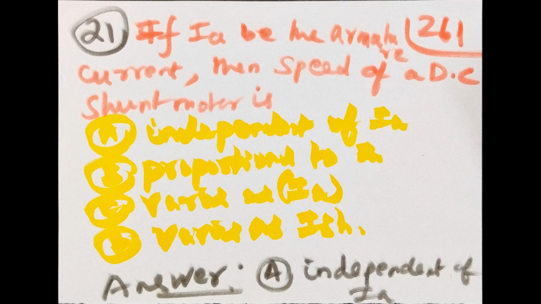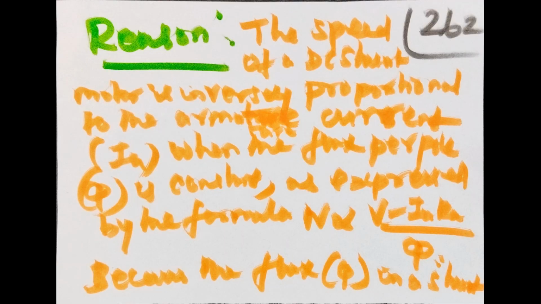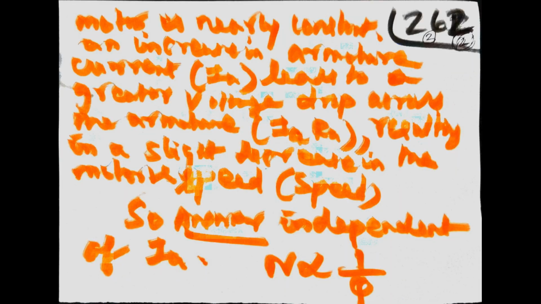21st question. If Ia is the armature current, then the speed of a DC shunt motor is: answer A, independent of Ia. Four choices are given. Armature current increases, leading to a slight decrease in speed. The speed of a DC shunt motor is inversely related to the armature current Ia when the flux per pole phi is constant, as expressed by the formula N proportional to V minus Ia Ra divided by phi.